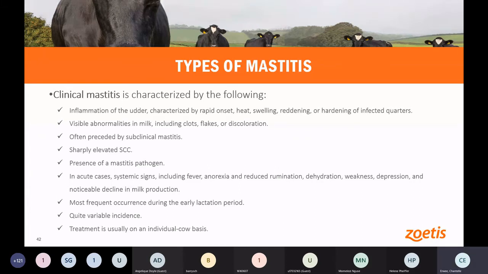And these clinical mastitis cases can lead to systemic signs. And if this occurs, these animals can actually die quite quickly. Right, so they'll have fever, anorexia, they'll stop ruminating, they'll dehydrate, become weak, lie down, and there's obviously a noticeable drop in that milk production as well. They can literally die within 24 hours. Okay.